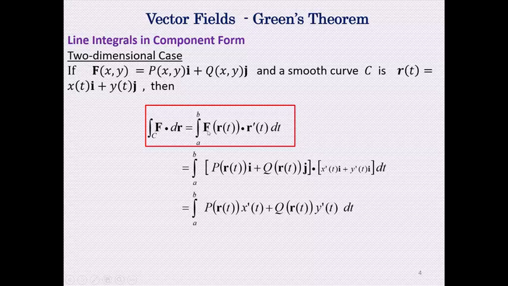So for example, F shall be replaced with P and Q, the component functions, and r prime will be replaced with x prime and y prime. That can be done by working out the dot product. That will give us the expression in the last line.